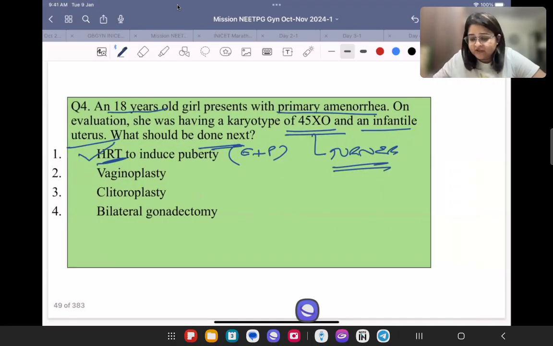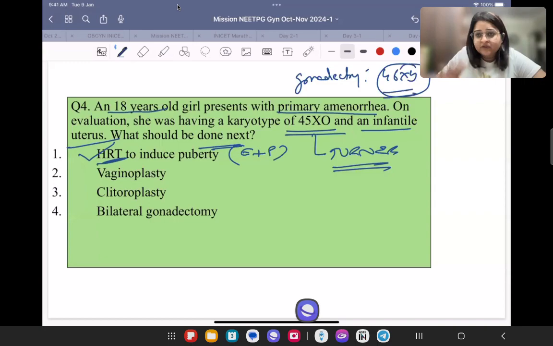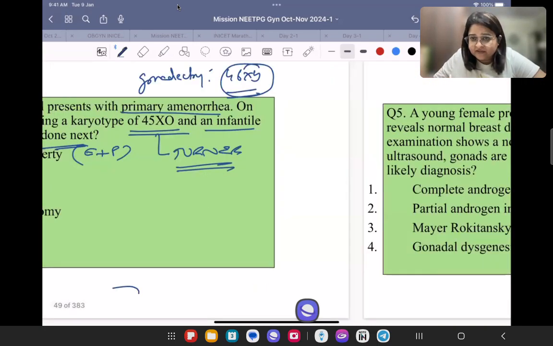No, in Turner's, you won't do gonadectomy. Remember, gonadectomy you will do only when there is a 46XY. Don't need to do a gonadectomy anywhere else.